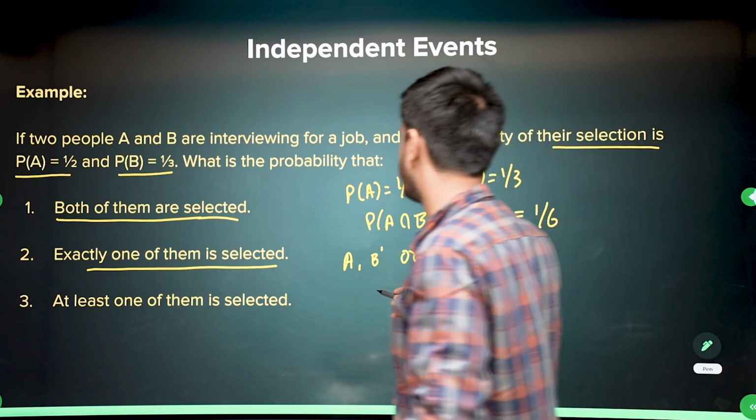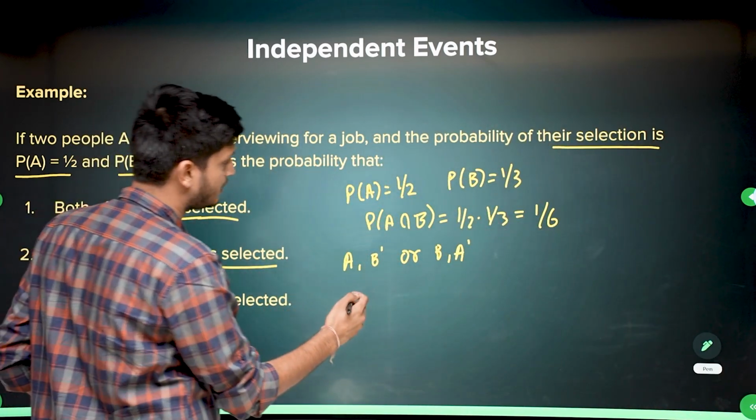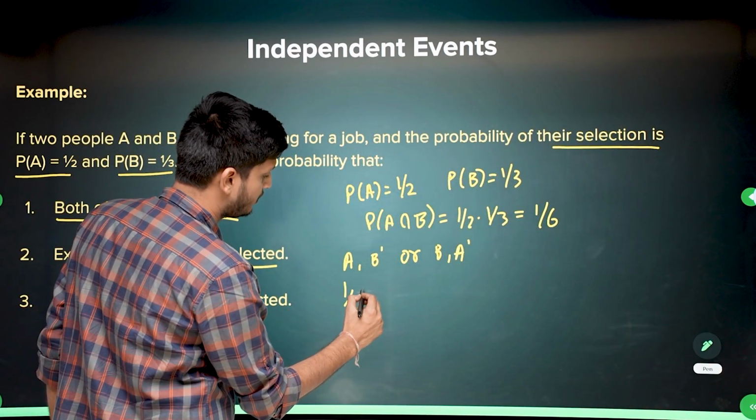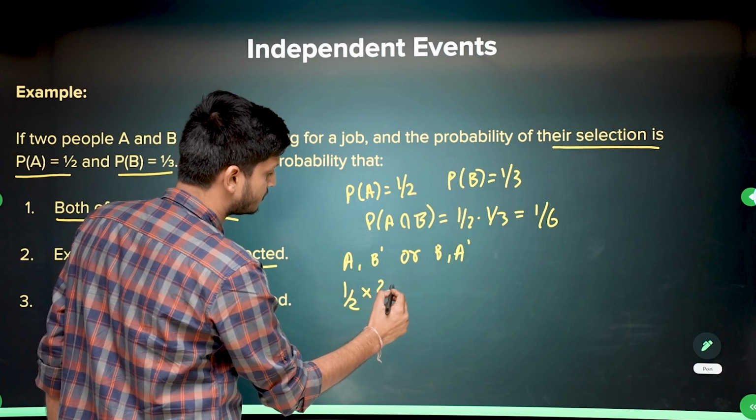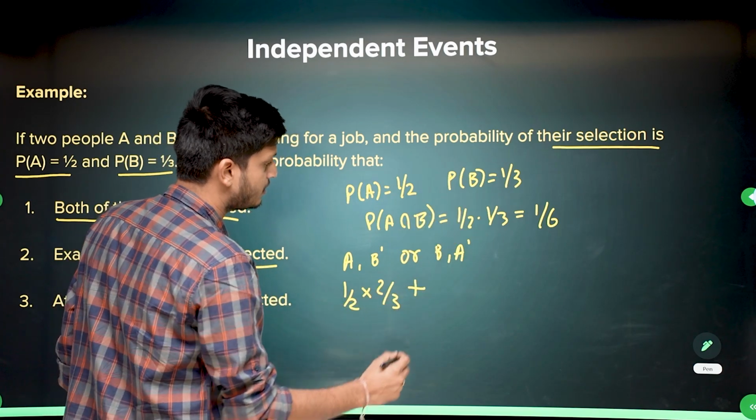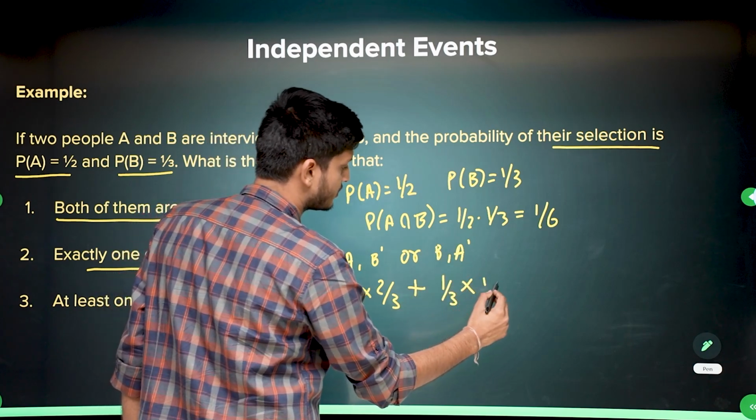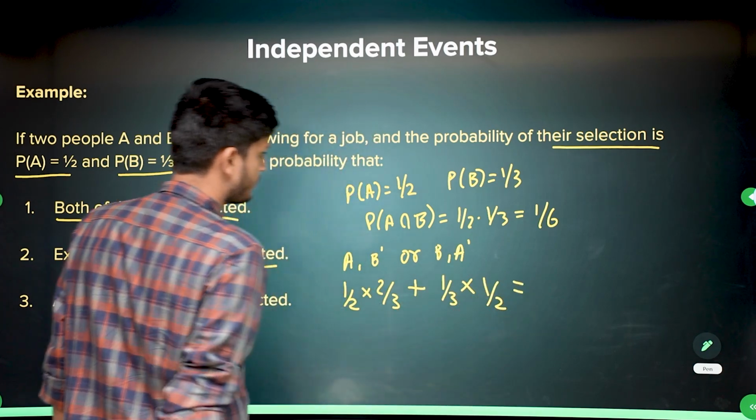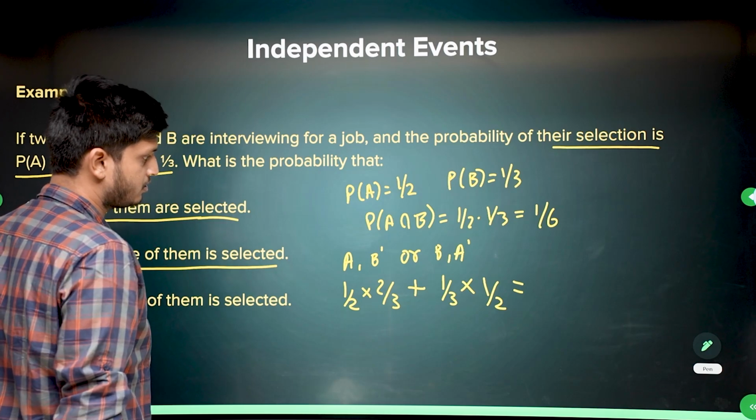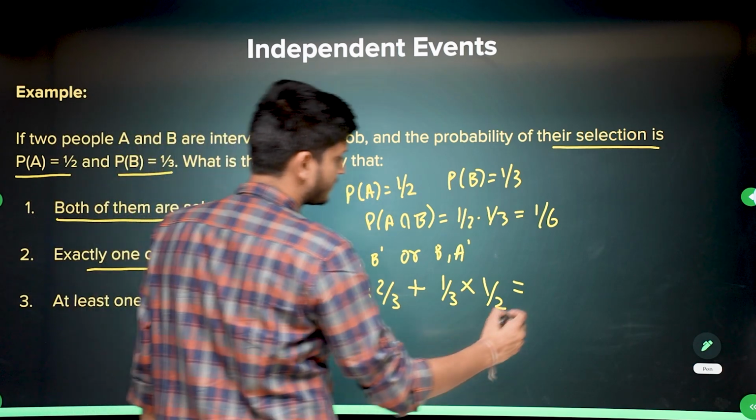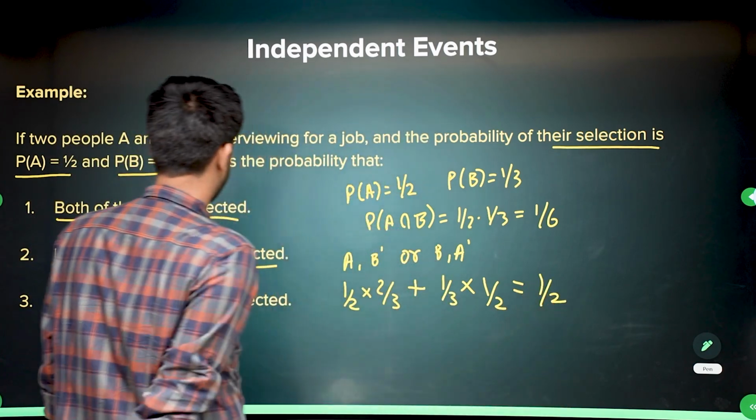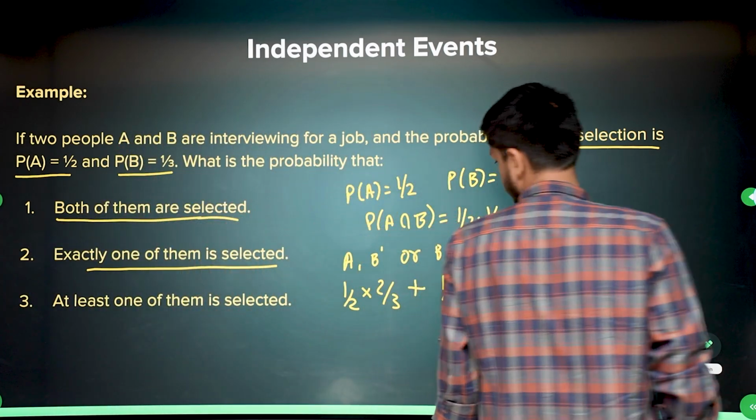So what is the probability of A getting selected and B not selected? It is probability of A into B complement, which is 2/3, plus B is selected, 1/3, and A is not selected, 1/2. So it becomes 3/6 or 1/2. Exactly one of them gets selected.